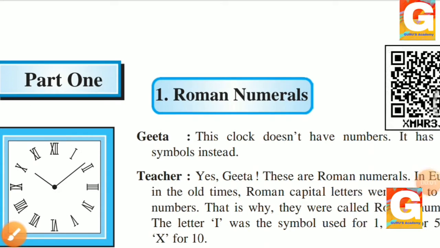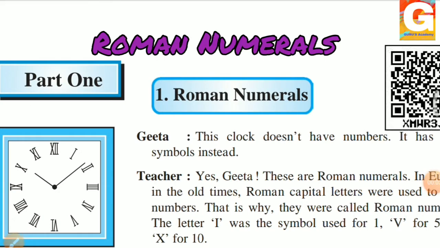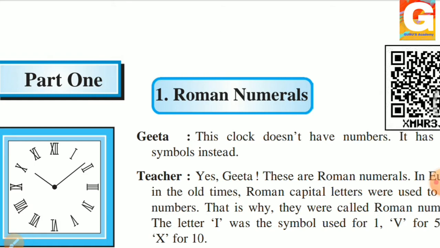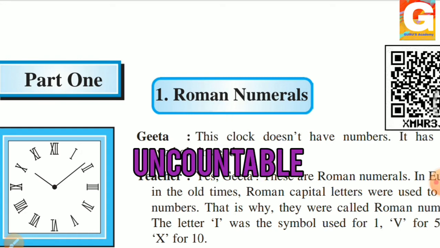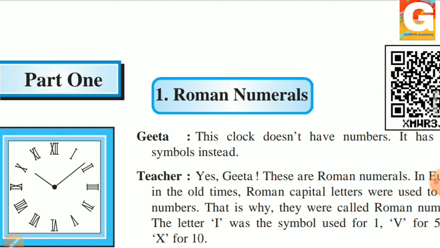So students, let's start with the first chapter, that is Roman numerals of 5th standard. In today's world, we all are using the numbers 0, 1, 2, 3, which is uncountable, and these are the international numbers. Long years ago in Europe, they didn't know numbers. But then how did they count? Or was it that they didn't count? No, they did. But then how? How would they write their numbers? How would they count? They were using Roman capitals to count numbers. So they are called Roman numbers.